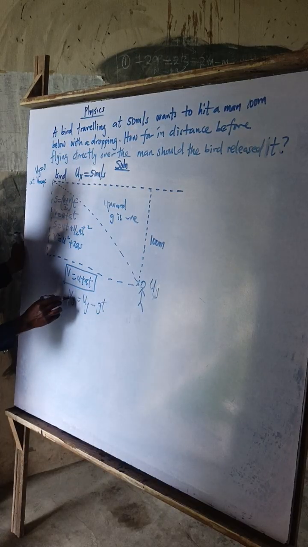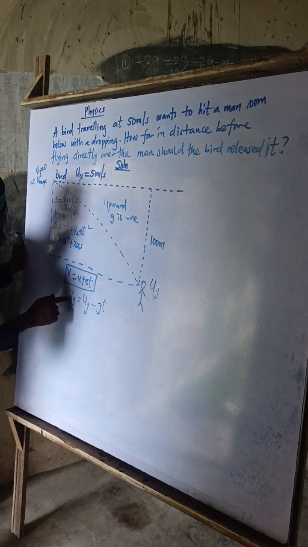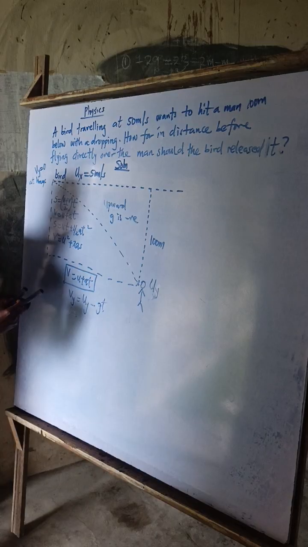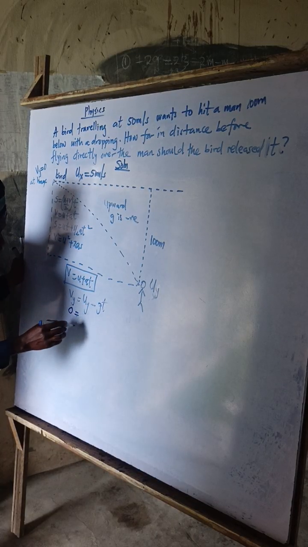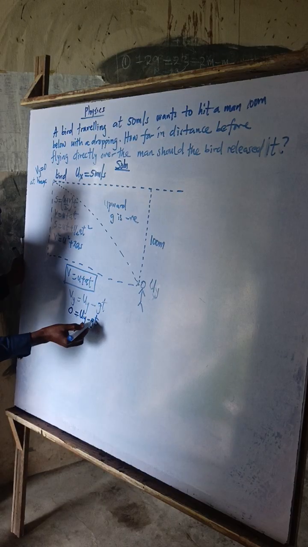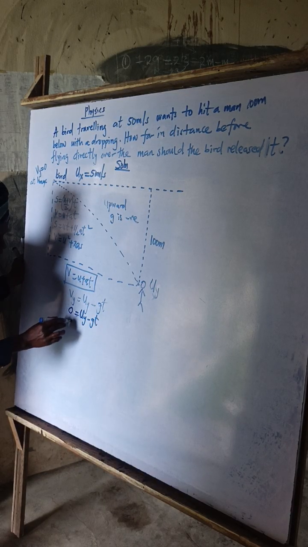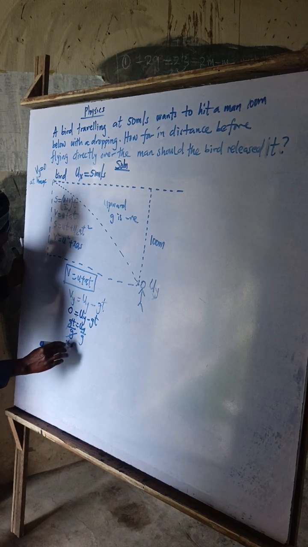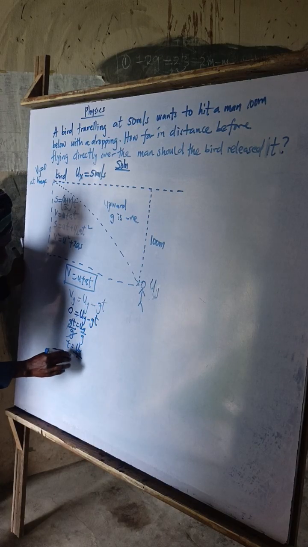Now, at maximum height, the final vertical component of velocity is equal to 0. We have 0 equals to u of y minus gt. By taking this minus gt to this side, we have gt equals to u of y. Dividing both sides by g, this cancels this. We have t equals to u of y divided by g.